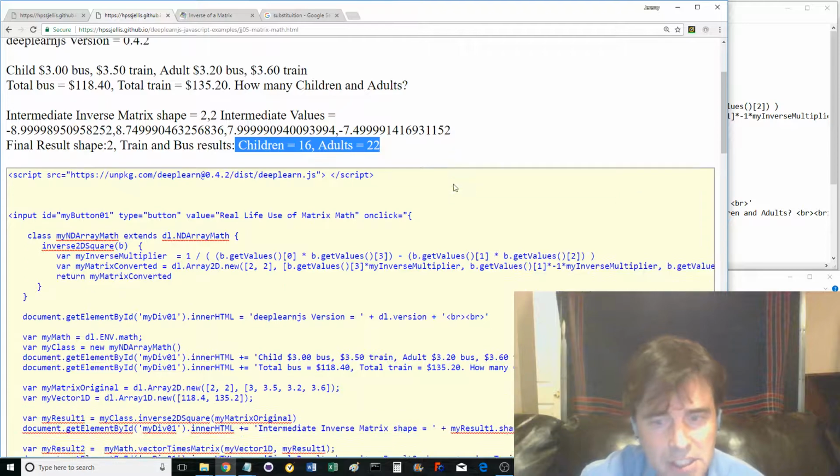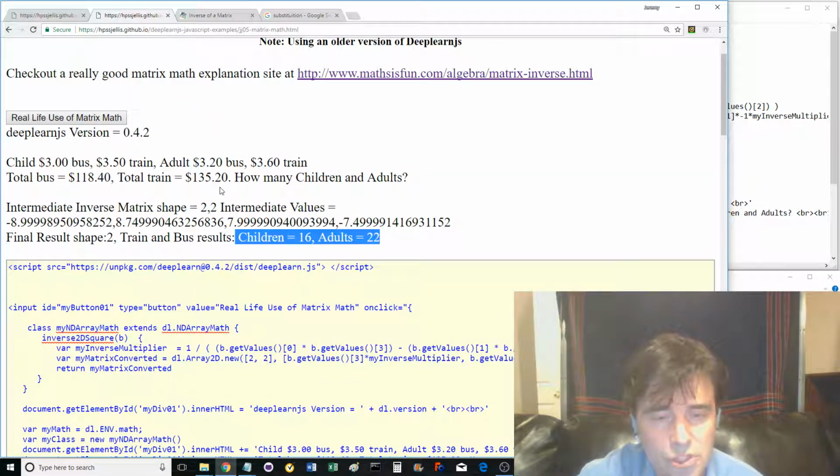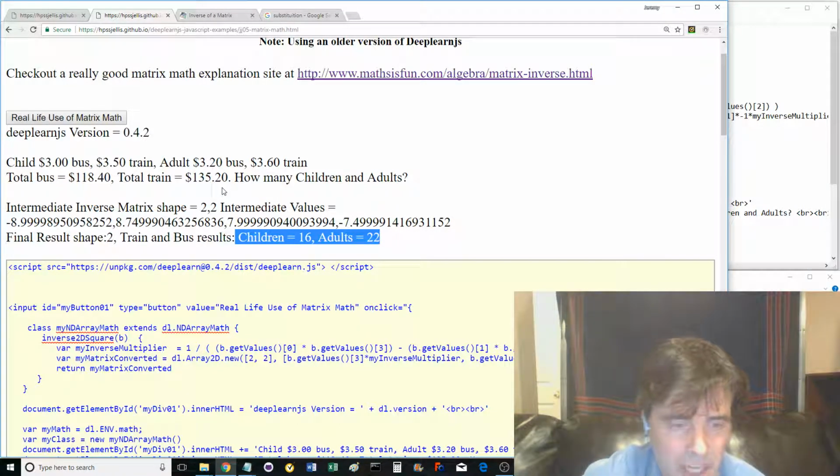An extension to this example would be to use JavaScript to set up input boxes to use this code to solve many different types of simultaneous equation calculations. Remember to check out www.deeplearnjs.org.